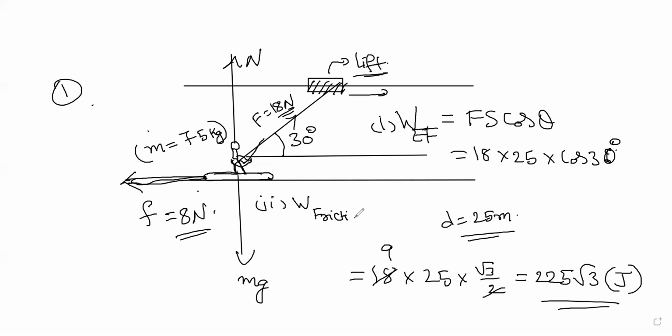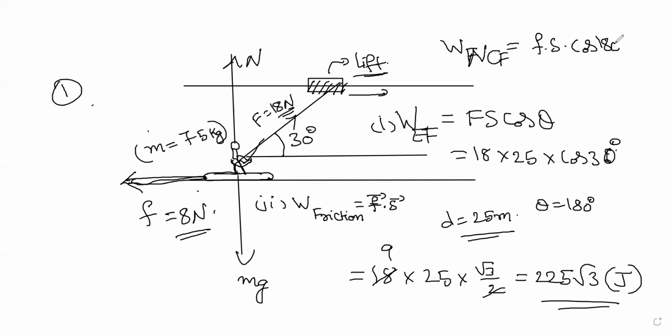For the frictional force, you see the friction and the displacement are acting in the opposite direction. So we'll write F bar dot S bar. Because they are in opposite directions, the theta here is 180 degrees. So here the work done by frictional force, the frictional force is a non-conservative force. So F into S into cos 180, and cos 180 value is minus 1. So you get negative F into S. Work done by friction is generally always negative.